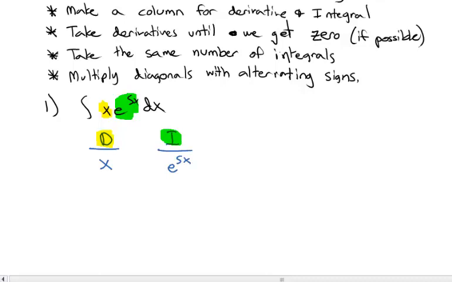So you can see the problem in here is x times e to the 5x. Then we can take derivatives until we get to 0. The derivative of x is 1. The derivative of 1 is 0. In the other column, we're going to take the same number of integrals. The integral of e to the 5x is e to the 5x divided by 5. And the integral of e to the 5x over 5 is e to the 5x divided by another 5, or 25 now.